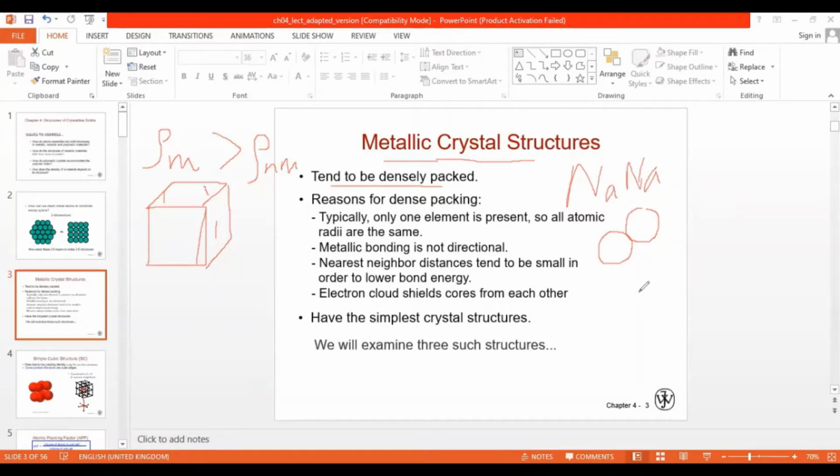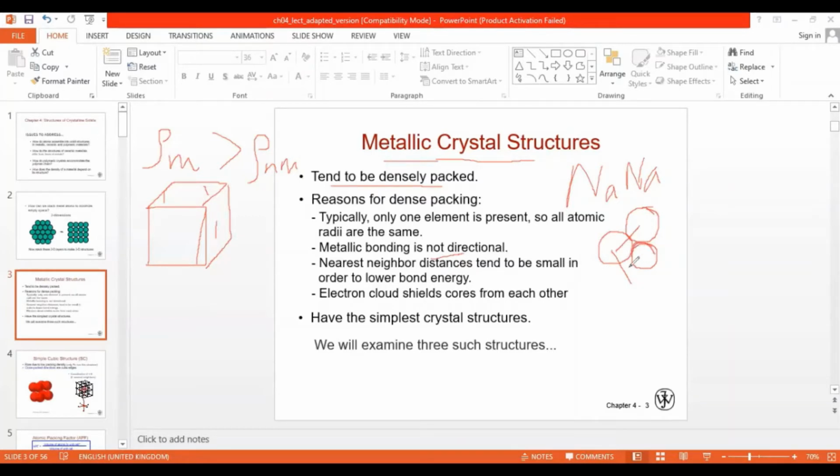There are bondings which are unidirectional, bidirectional, and we'll call them by different names, right? So now we don't need them. They are not directional, which means it does not need that only in this direction it will form a bond, and in this direction it will not form the bond, something like that. That is not the case, not directional. Nearest neighbor distances tend to be small in order to lower the bond energy. At the start of this subject, I told you, usually elements tend to have lower bond energy by staying at the lower energy state, right? So neighbor distances tend to be small in order to keep the bond energy low.